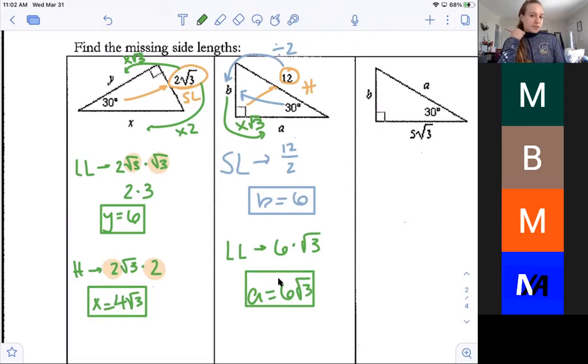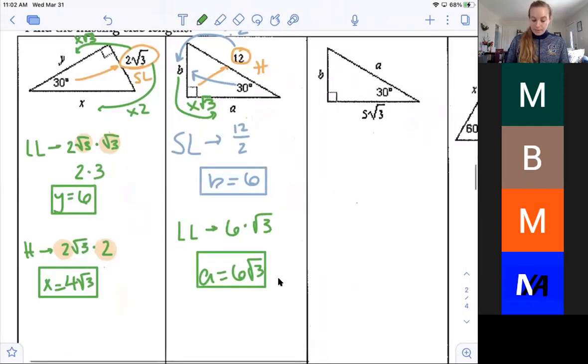Okay, we've done 2 examples so far. I've given you the short leg and we found the hypotenuse and long leg. And then I gave you the hypotenuse, so we had to find the short leg first and then we found the long leg. Any questions yet?